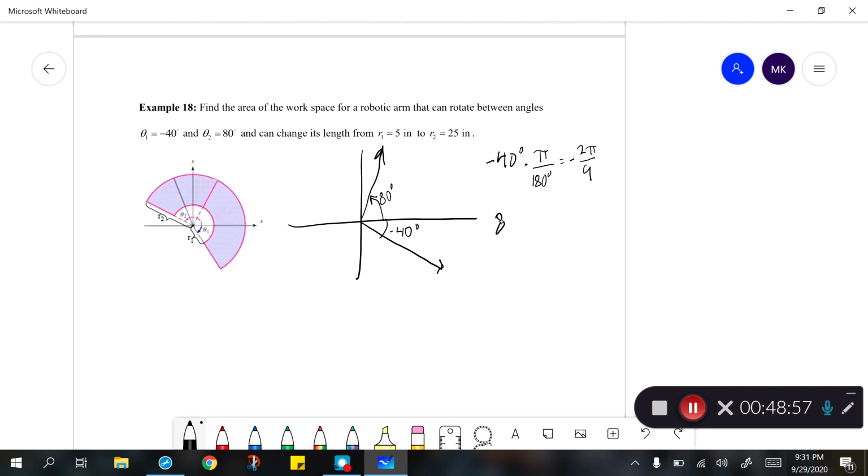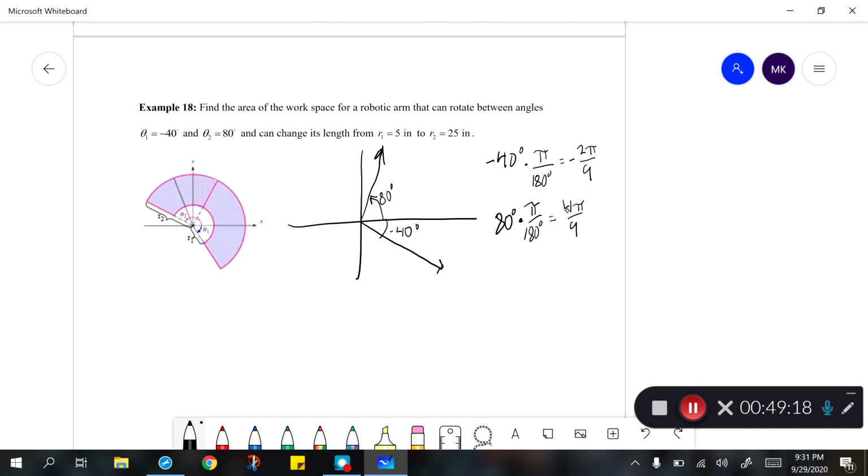We also have this 80 degrees. We multiply that by pi over 180 degrees, and we get 4 pi over 9, which makes sense, right? Because 40 is half of 80, so 80 is double 40. So doubling those numbers, yeah, that makes sense.